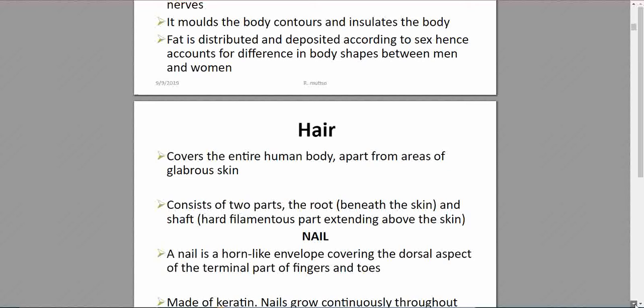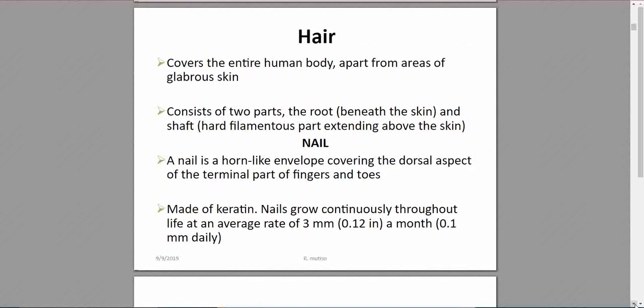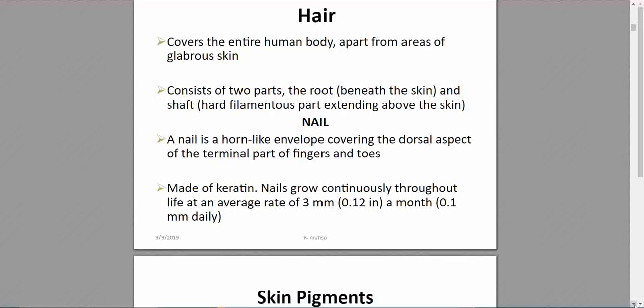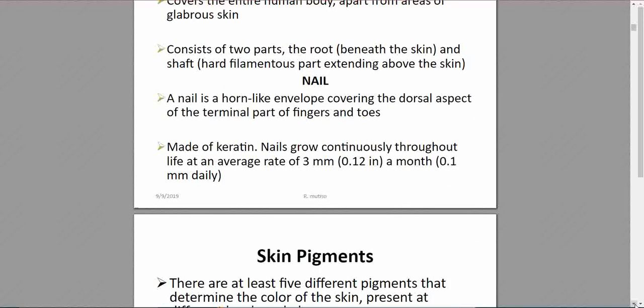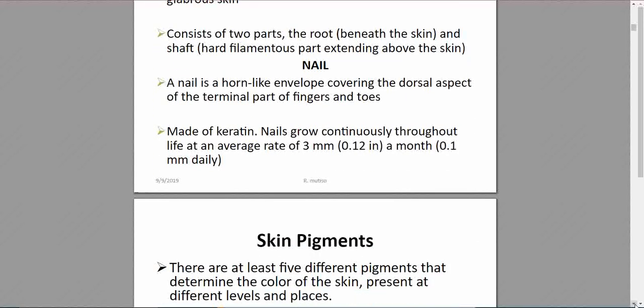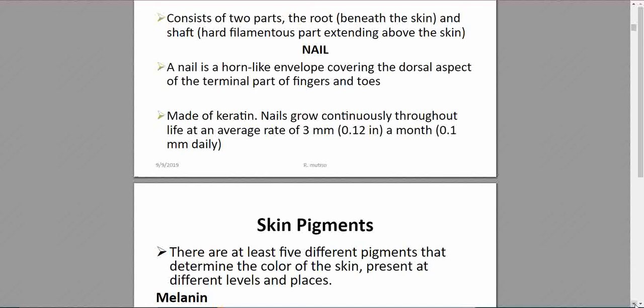So let's talk about hair. It covers the entire human body apart from the areas of glabrous skin. It consists of the root, beneath the skin, and the shaft, which is outside the skin. Nail is a horn-like envelope covering the dorsal aspect of the terminal part of the fingers and toes. Made of keratin, nails grow continuously throughout life at an average rate of 3 millimeters a month, equivalent to 0.1 millimeter daily.